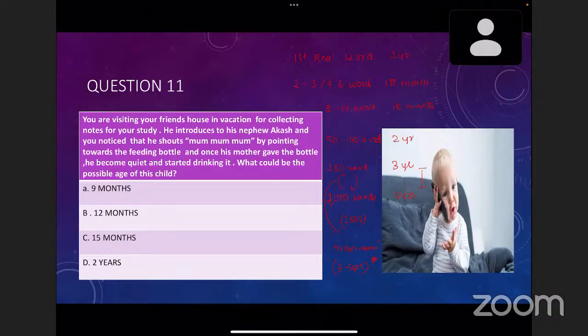But in this question, the child is pointing to a particular object and using his own word, and when he gets it, he stops using that word and drinks the water. So here he wanted the water bottle. So he uses his own word, which no one uses in the normal way. After the mother understands that he wants that, she gives it to him. After that, he stopped. He became quiet and started drinking. What is this? This is known as jargon speech.